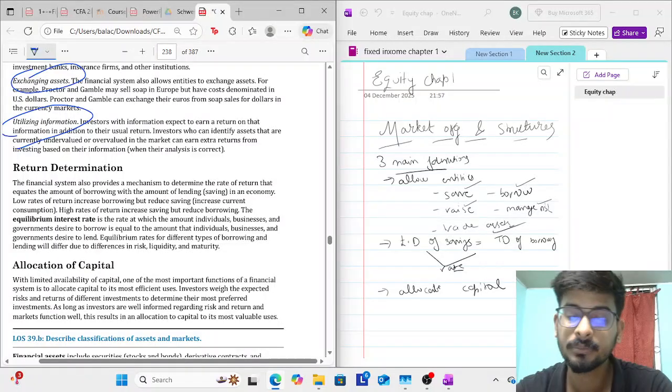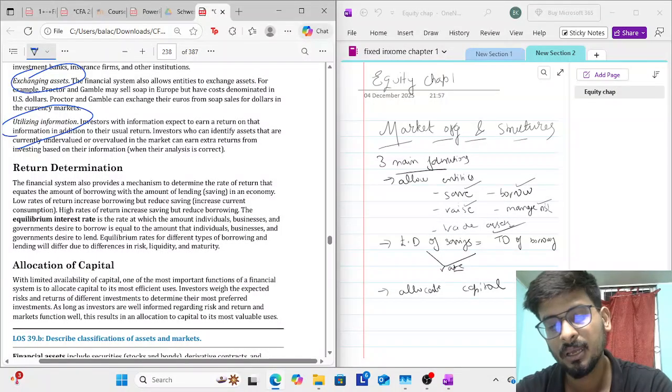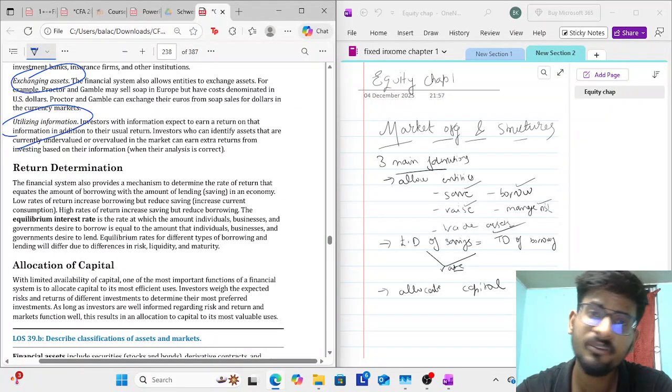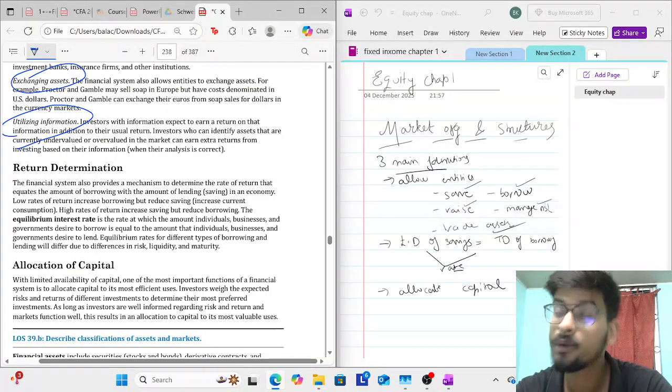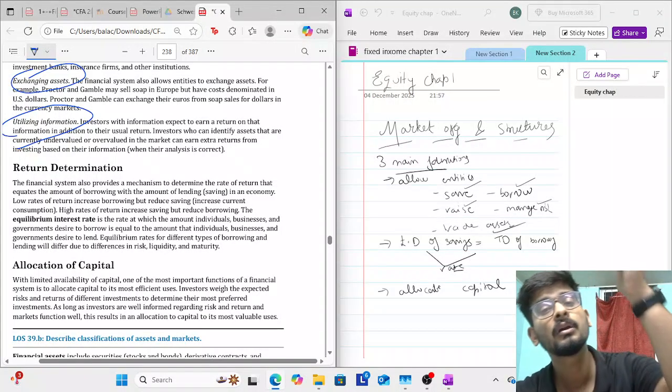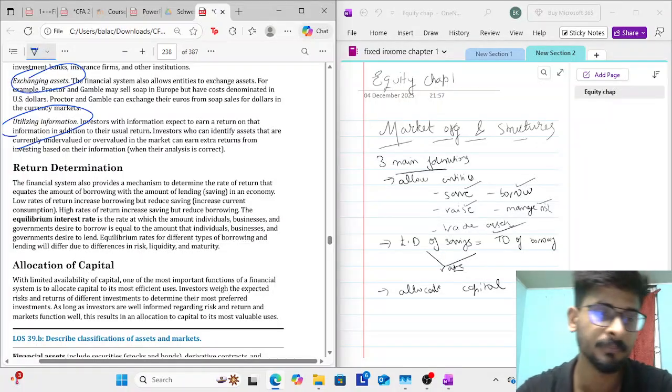Suppose I am analyzing a stock and I came to know that this stock is very undervalued. Its intrinsic value is very high. So I have that information. My analysis is correct, I believe. So I'm utilizing the information to gain more returns.